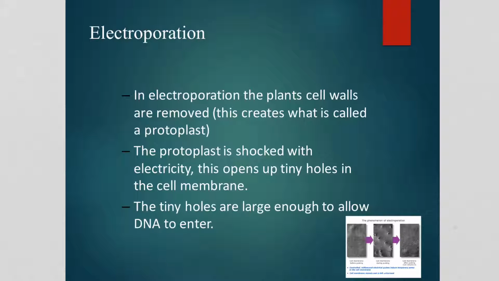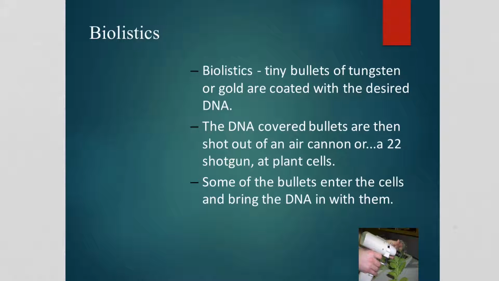Electroporation is actually a pretty clever way. So this is again done with plant cells. They actually remove the cell wall of the plant. They call it a protoplast when you do that. And they shock this protoplast with electricity. What happens when you shock it with electricity, the cell membrane actually opens up tiny holes. And those tiny holes are large enough for DNA to enter. So what they do is they take the cell and they put it in a solution of edited DNA that they want inside the plant. They shock the cell with electricity, and then hopefully some of that DNA sneaks its way in.